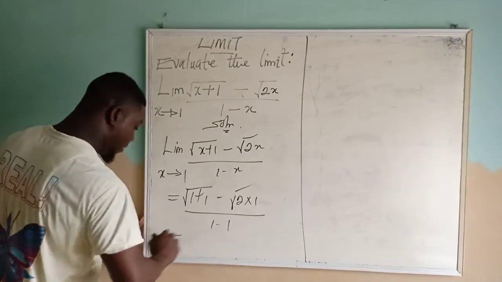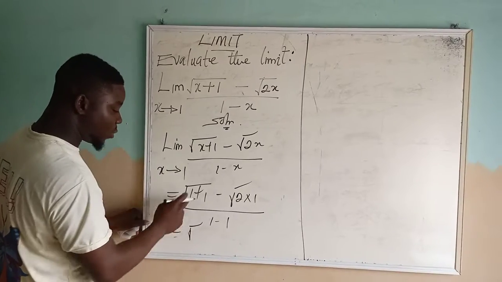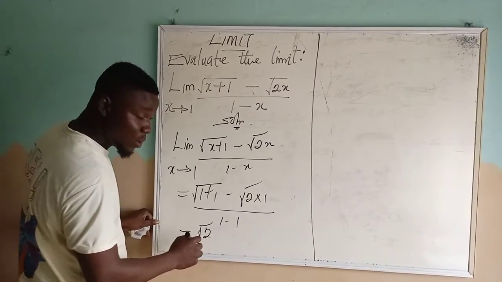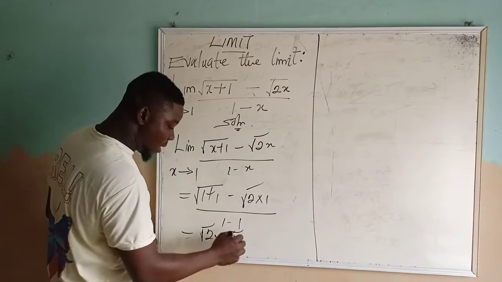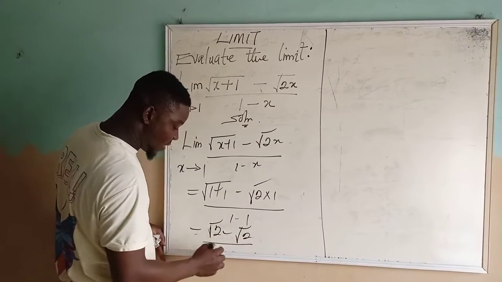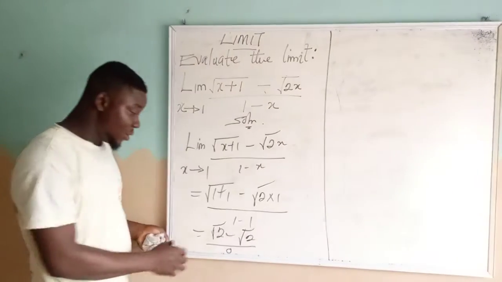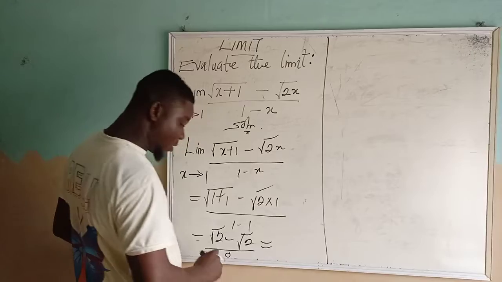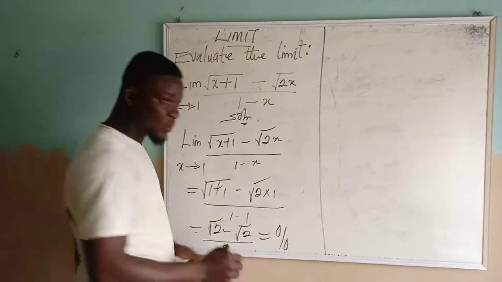Okay, and if you evaluate this properly, you see that this gives us square root of 1 plus 1, of course, is 2, and then minus square root of 2 multiplied by 1 is 2, and then everything divided by, of course, 1 minus 1 will give us 0 at the denominator. So evaluating further, this gives us, of course, root 2 minus root 2, that collapses to 0 over 0.